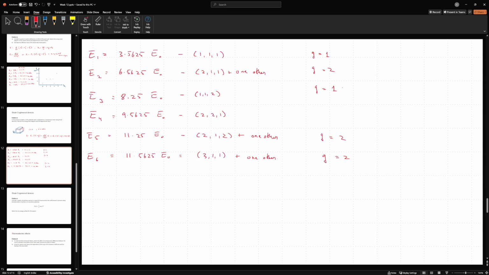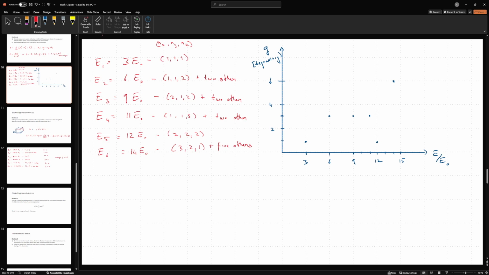Whereas here, the average degeneracy is, so this is like 3 ones and 3 twos. So the average G is 1.5. And over here, for the 6 energy levels that we considered, the average of G is 2.33. So introducing strain reduces degeneracy.